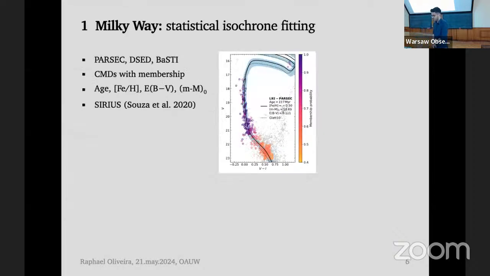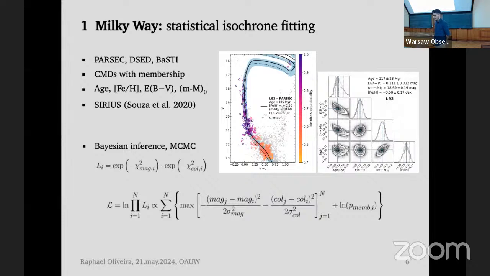So during my master's in São Paulo, a colleague and I wrote a code for statistical isochrone fitting. It's called the SIRIUS code. This is the paper for reference. You can use a lot of different models: Parsec, Dartmouth, Basti. It can include the membership of the stars in the fitting and derive these four common parameters in isochrone fitting.